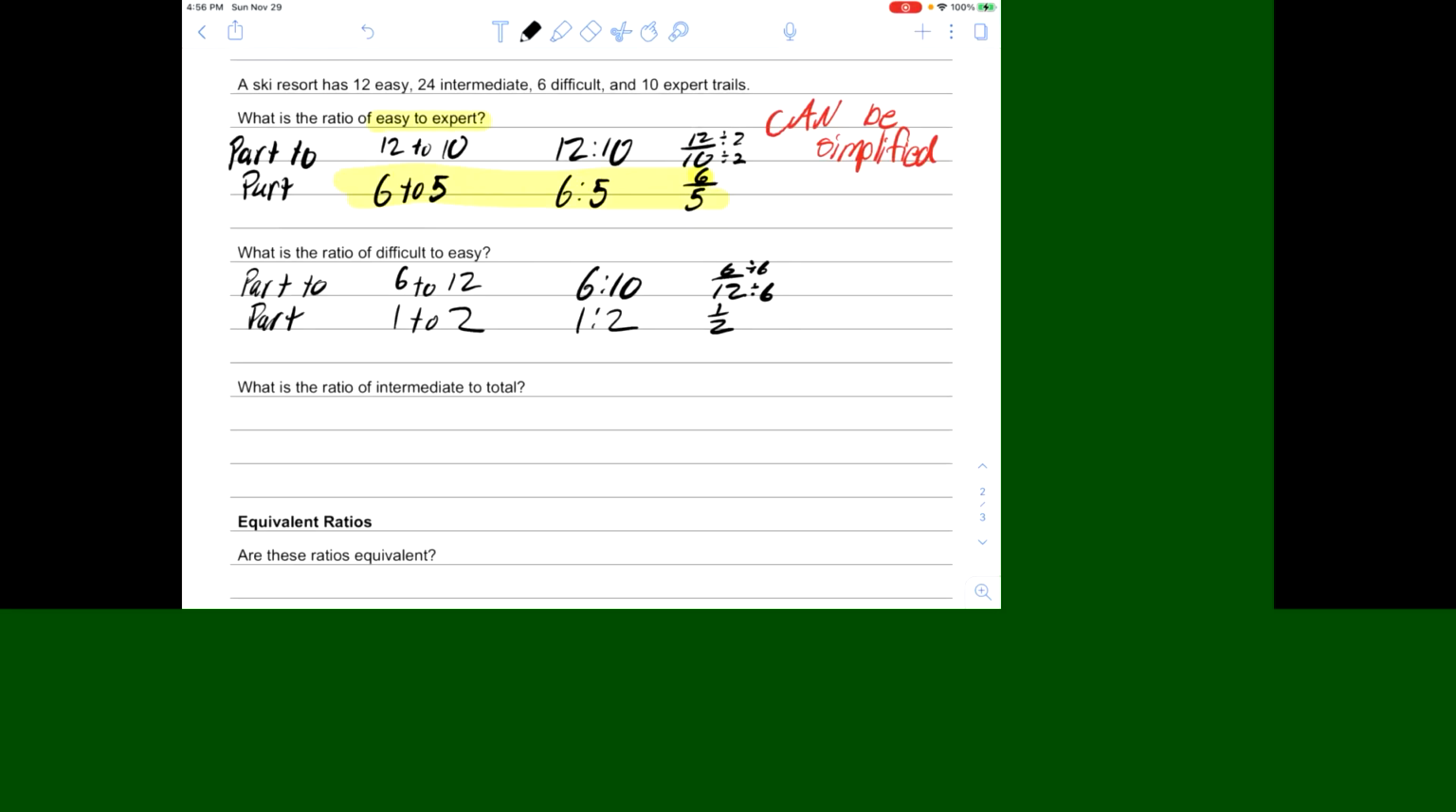So on your own, see if you can do the final part, which is the ratio of intermediate to total, and come back and restart the video when you're done.